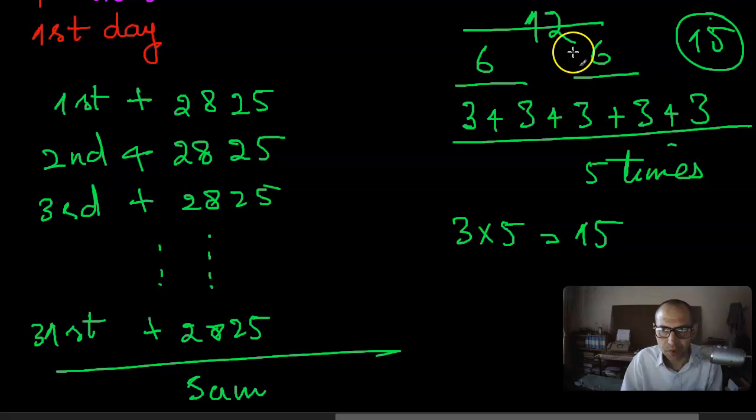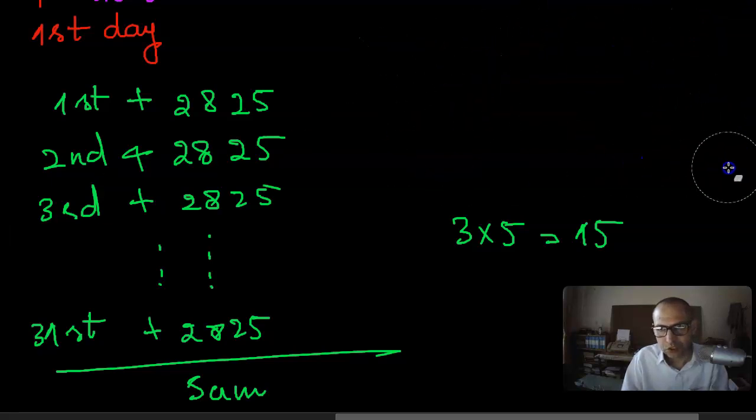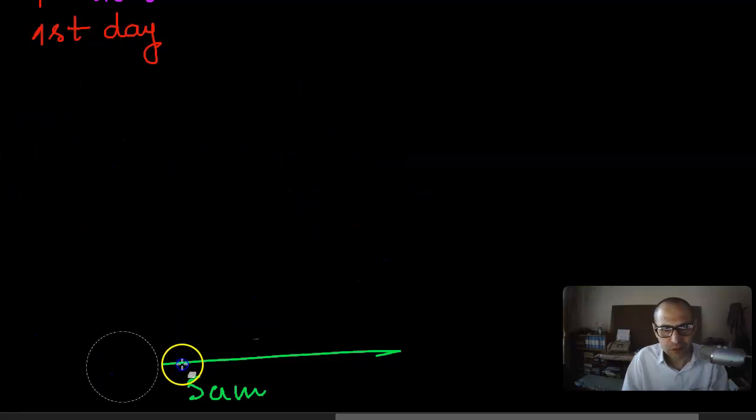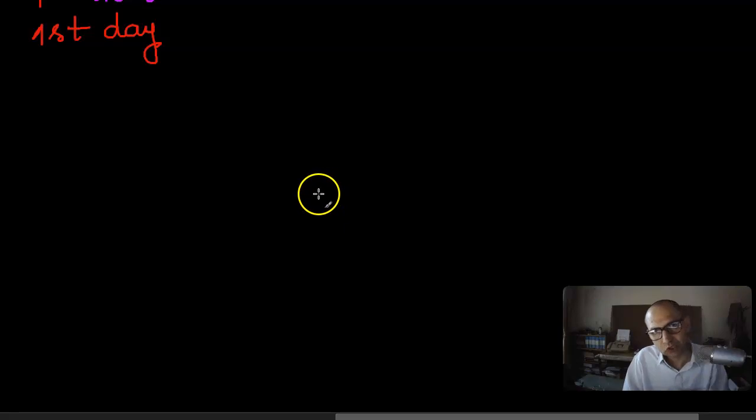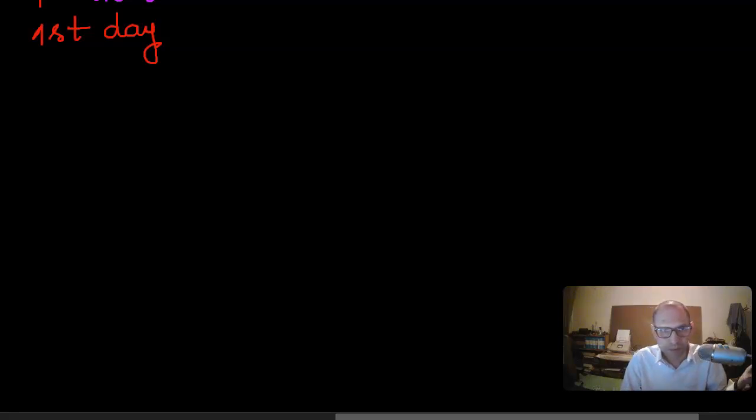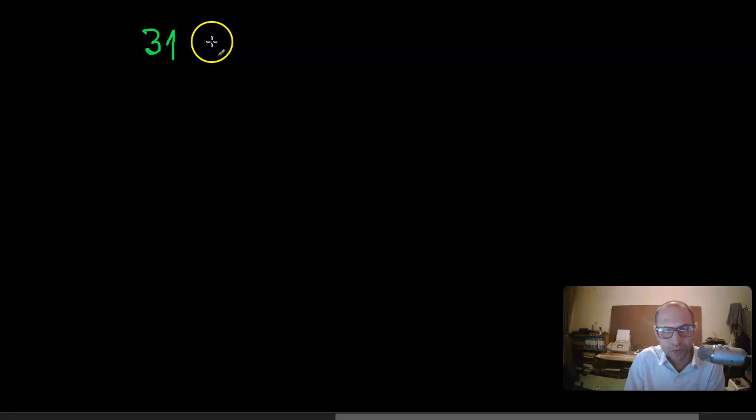So multiplication is a shortcut for addition. Instead of adding things together repeatedly over and over again, you can multiply them, right? And in the exact same way, division is a shortcut for subtraction, right? So what I mean by that is that suppose the problem is given to you in the following way. Suppose, for example, you have 31 marbles.